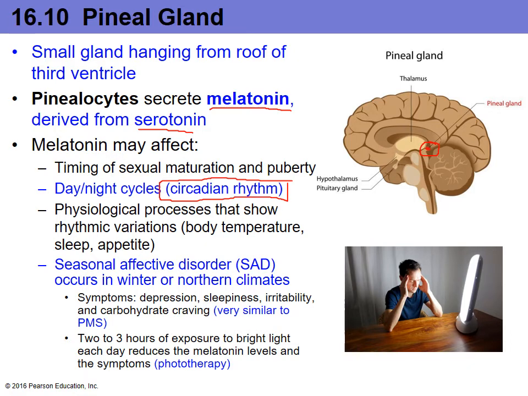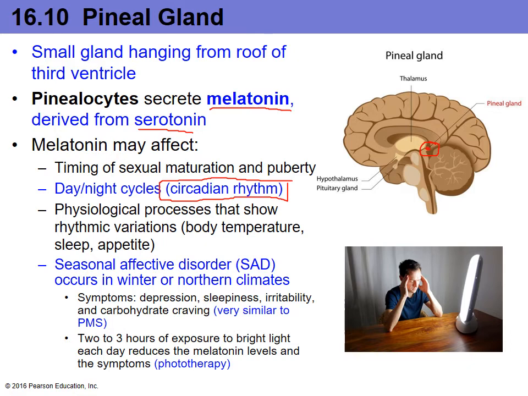This is when a patient will come in with symptoms like depression, sleepiness, irritability, and carbohydrate cravings, and it's usually associated with the body being exposed to excessive nighttime hours and not enough daytime hours. So the body is flooded with melatonin and very short on serotonin. In fact, some doctors started noticing that the symptoms that go along with seasonal affective disorder are very similar to PMS, premenstrual symptoms. So they wanted to apply the treatment for SAD to PMS and see if that would help with the increase of serotonin.